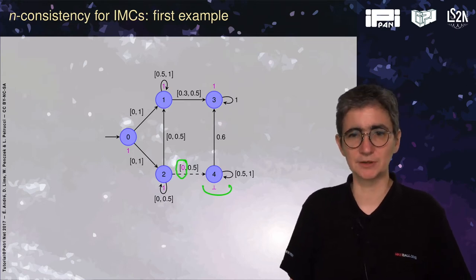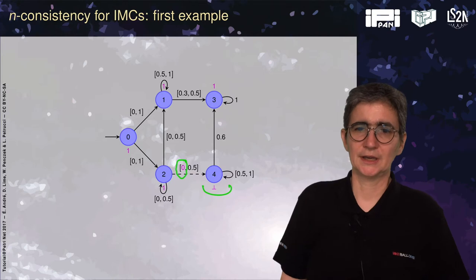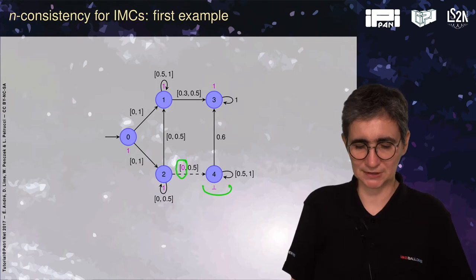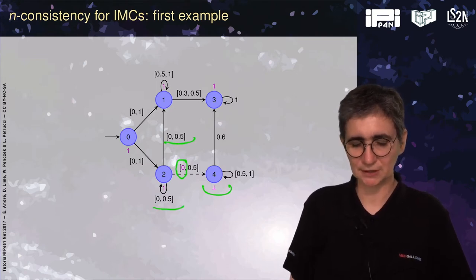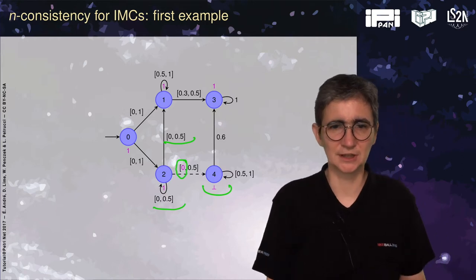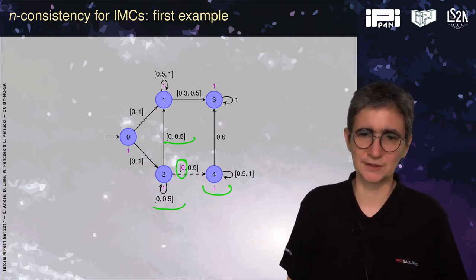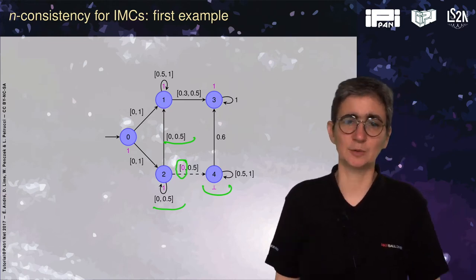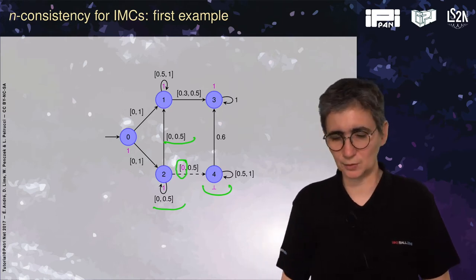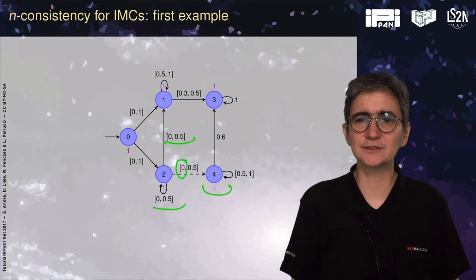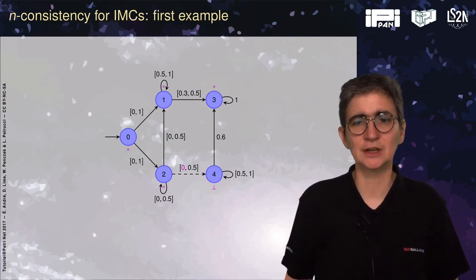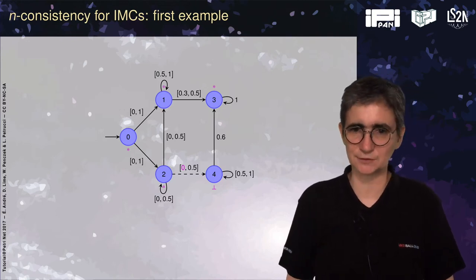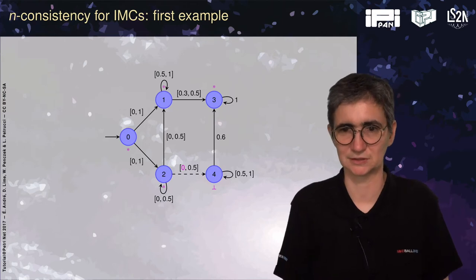This is possible since 0 is included in the interval. Now, if I have 0 for this interval, can I choose a probability in the remaining intervals, here and there, so that the sum is 1? Yes, I can take 0.5 in both intervals. So state 2 is one consistent. I can check also all the other states and see that they are all one consistent. And if I repeat the procedure, I will notice that all states are n consistent, whatever the value of n, except state 4 that is not even zero consistent.